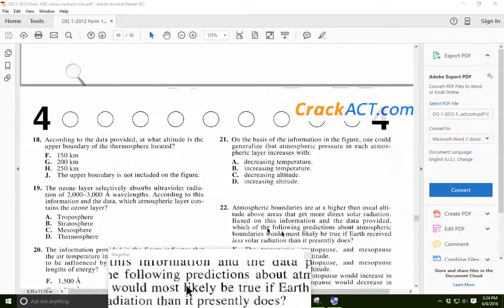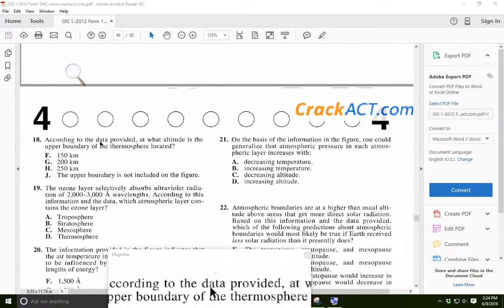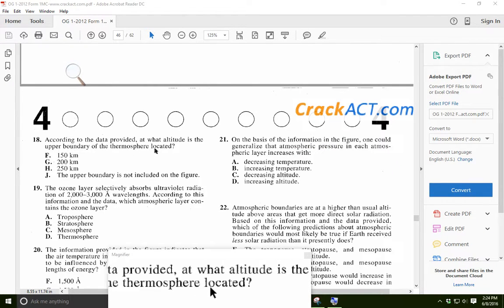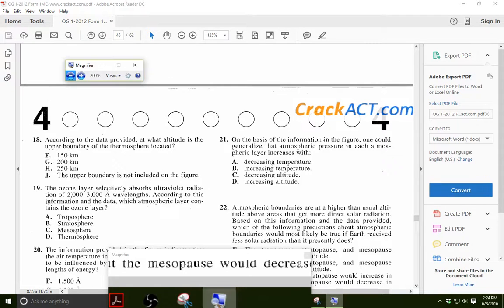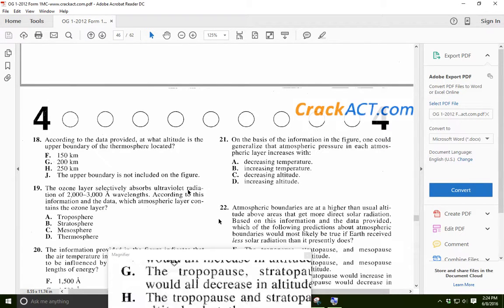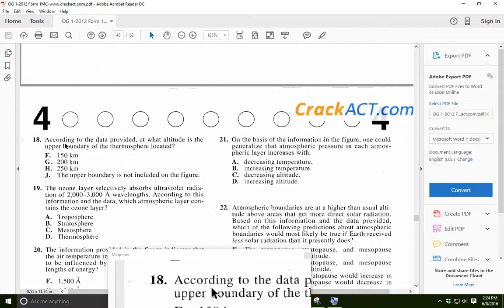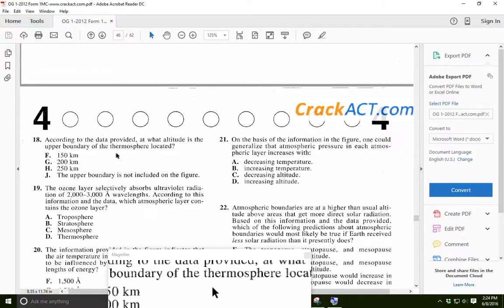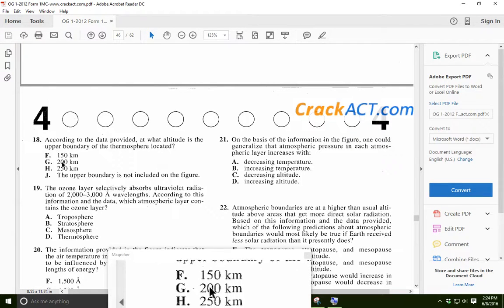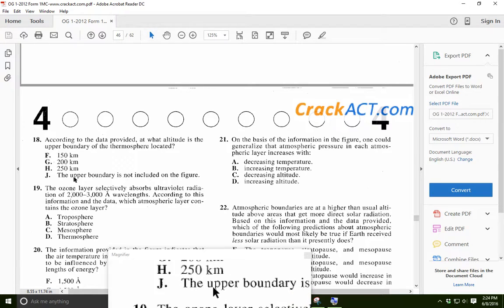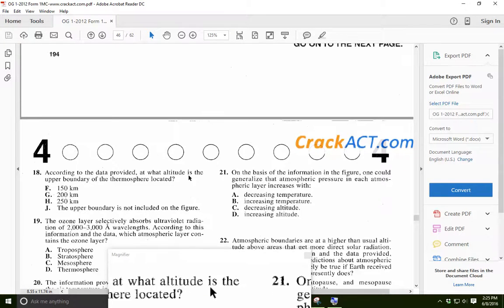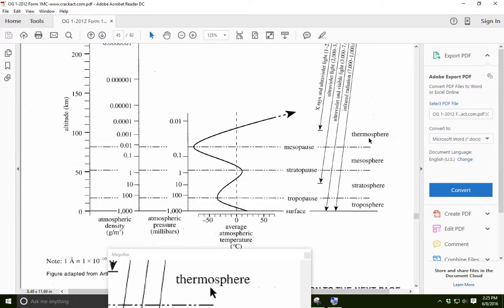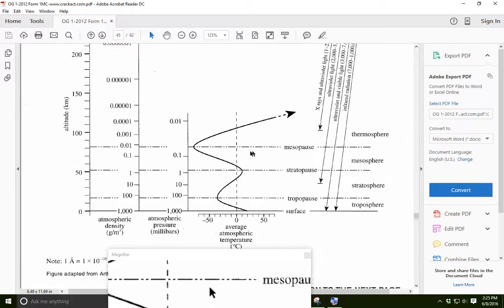According to the data provided, at what altitude is the upper boundary of the thermosphere located? Well, actually, we don't really have to get a snip, but according to the data provided, at what altitude is the boundary of the thermosphere located? 150 kilometers, 200 kilometers, 250 kilometers. The upper boundary is not included on the figure. But let's look at the thermosphere. Where is the thermosphere? The thermosphere is about right here.